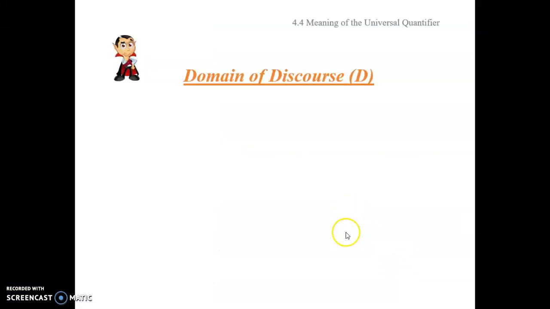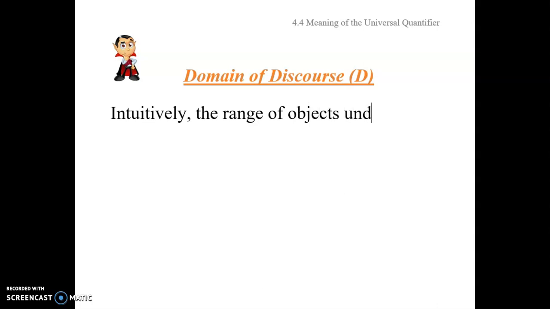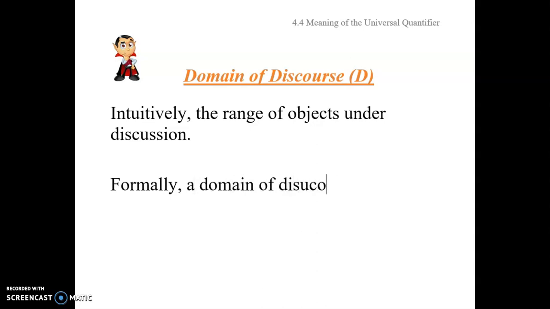Alright everyone, so the meaning of the universal quantifier is best explained via the notion of a domain of discourse, or at least by introducing the notion of a domain of discourse. We tend to symbolize a domain of discourse with just the capital D. What is a domain of discourse? Intuitively, a domain of discourse is the range of objects under discussion, alright? I'll give you plenty of examples in a second. Formally, rather than intuitively understood, a domain of discourse is, let's call it, a set of objects, okay?